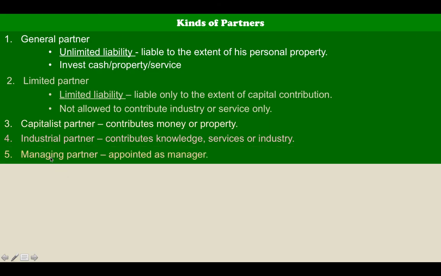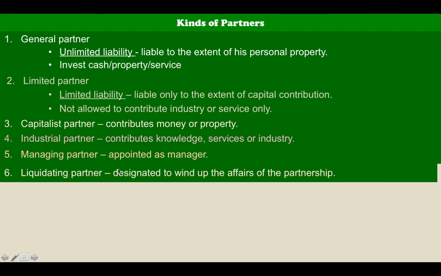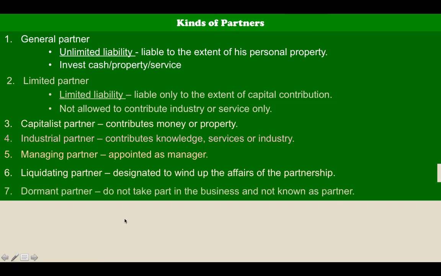Managing partner. This is the partner that is appointed as manager of the partnership. Liquidating partner. This is the partner who is designated to wind up the affairs of the partnership if the partnership decides to terminate its operations. Dormant partner. Dormant partner does not take part in the business and is not known as a partner. Okay?